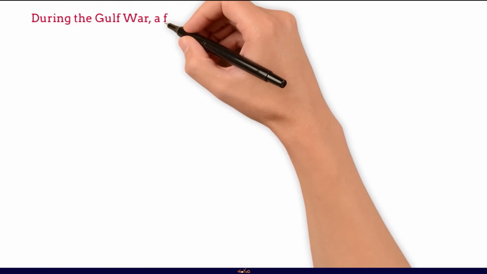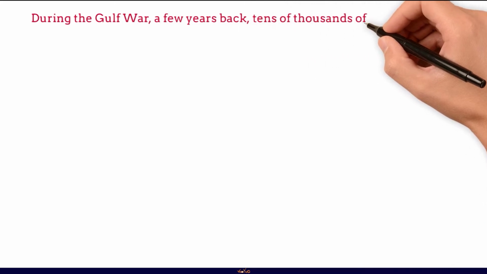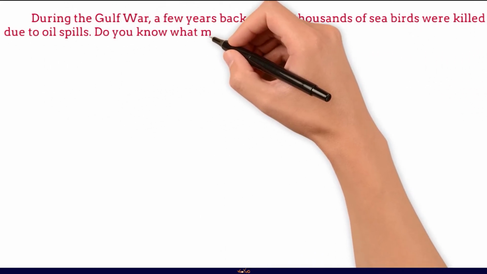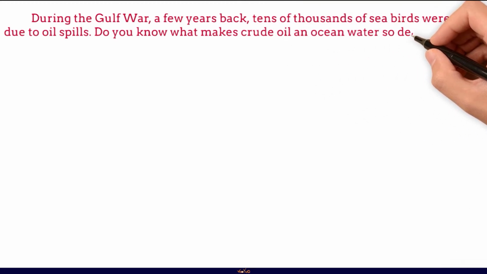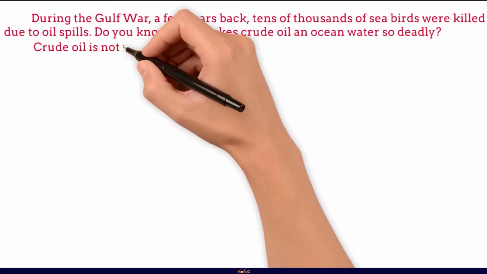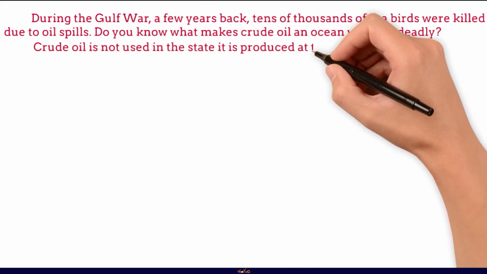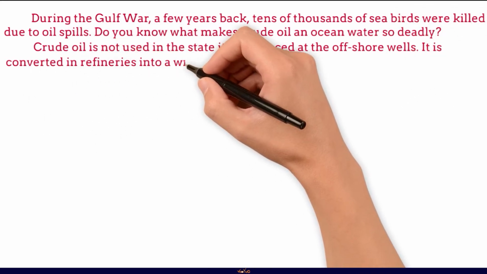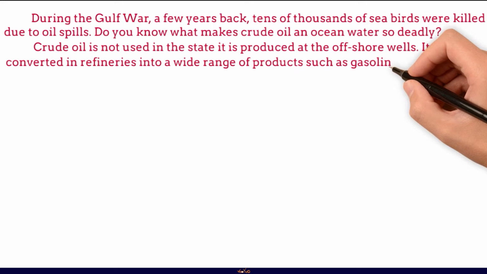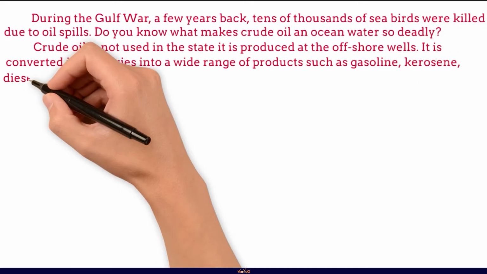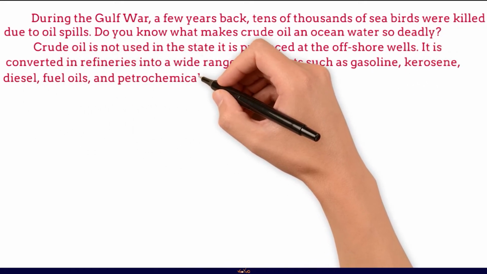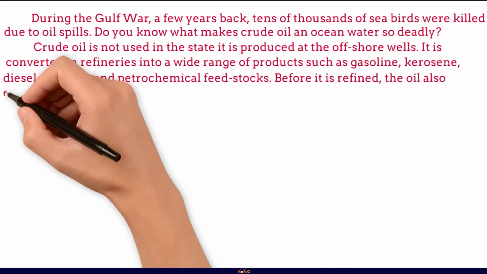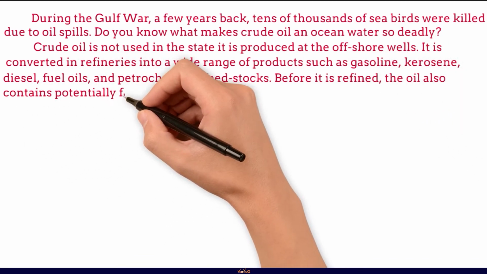During the Gulf War, a few years back, tens of thousands of seabirds were killed due to oil spills. Do you know what makes crude oil and ocean water so deadly? Crude oil is not used in the state it is produced at the offshore wells. It is converted in refineries into a wide range of products such as gasoline, kerosene, diesel, fuel oil, and petrochemical feedstocks. Before it is refined, the oil also contains potentially fatal components.